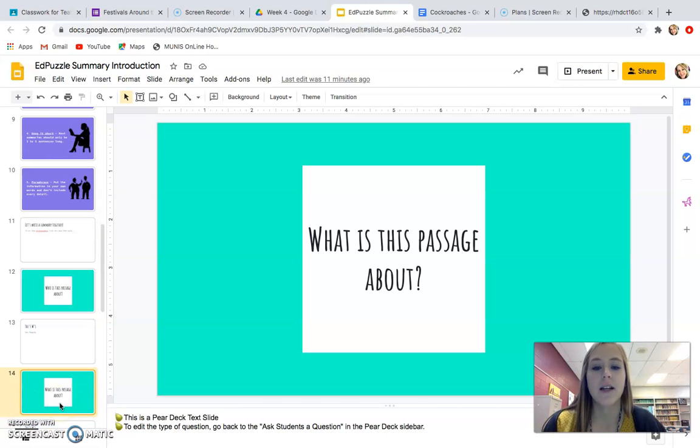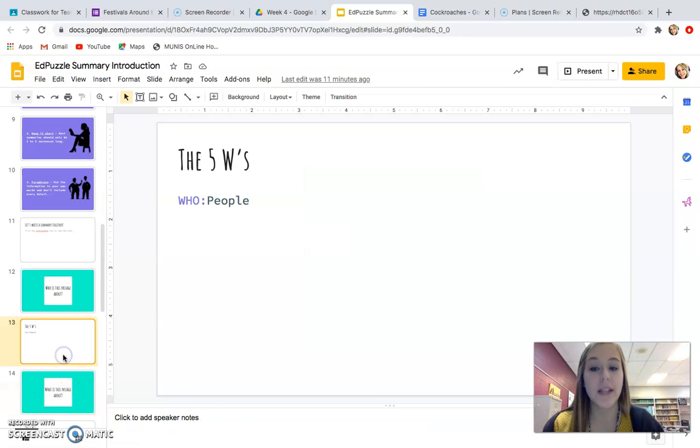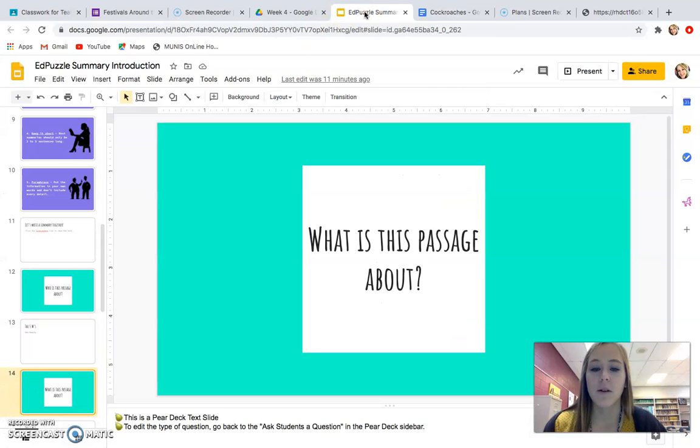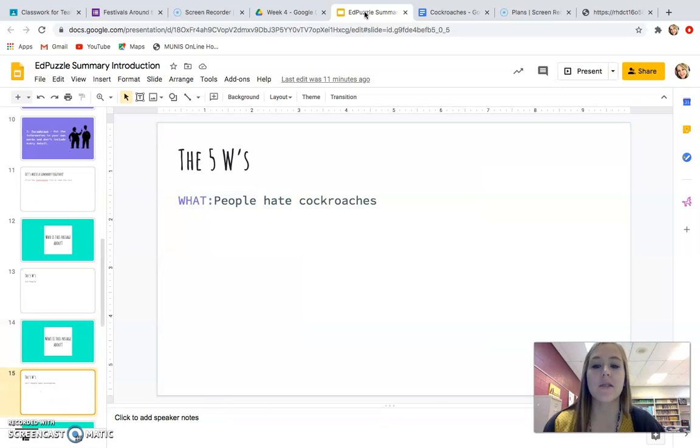Now we want to know, what is this passage about? So what do we know about people? If we go back to our text, it tells us right here in the very first paragraph, people hate cockroaches. So our what is people hate cockroaches.